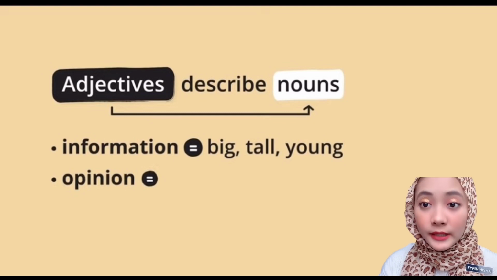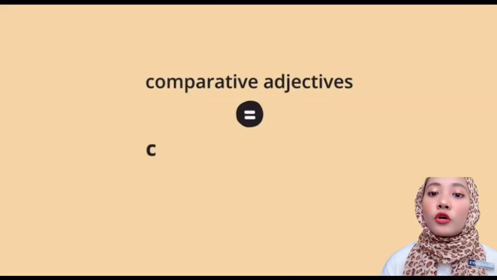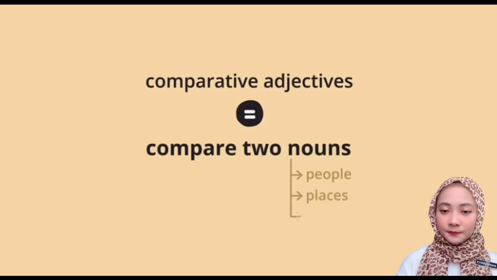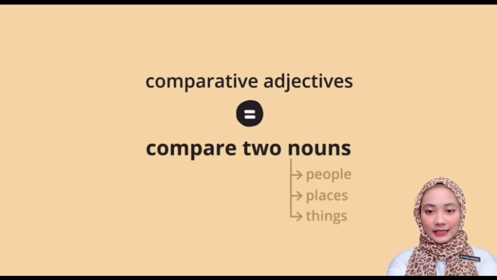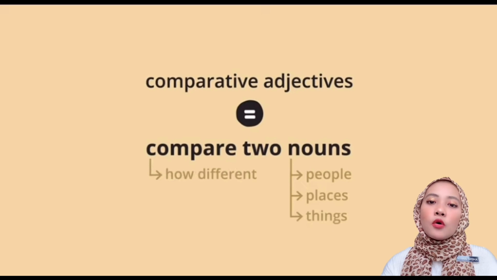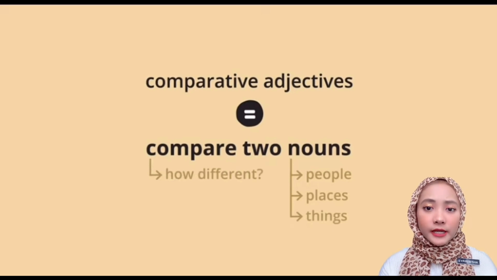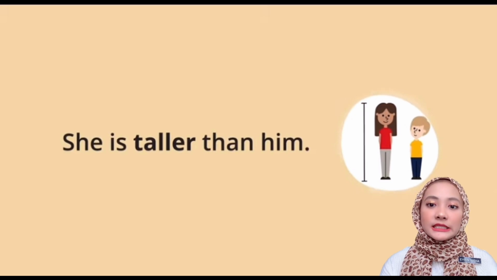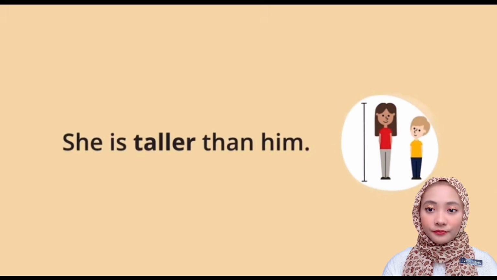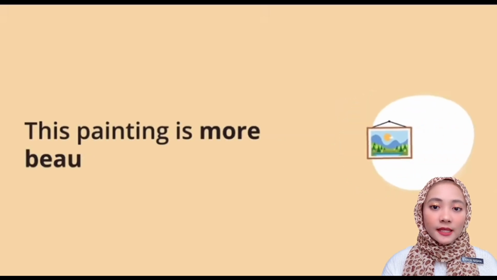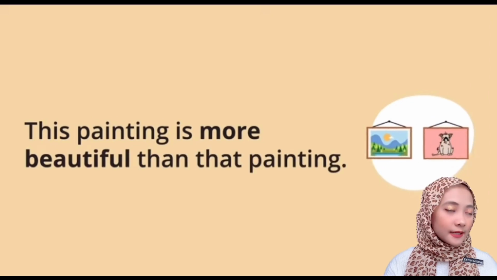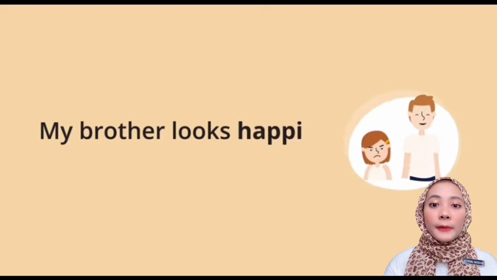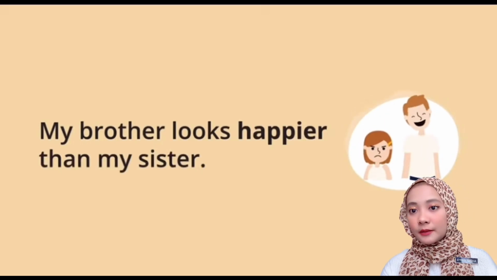We use comparative adjectives to compare two people, places or things. Comparative adjectives tell us how one noun is different from the other. For example, she is taller than him. This painting is more beautiful than that painting. Third example, my brother looks happier than my sister.